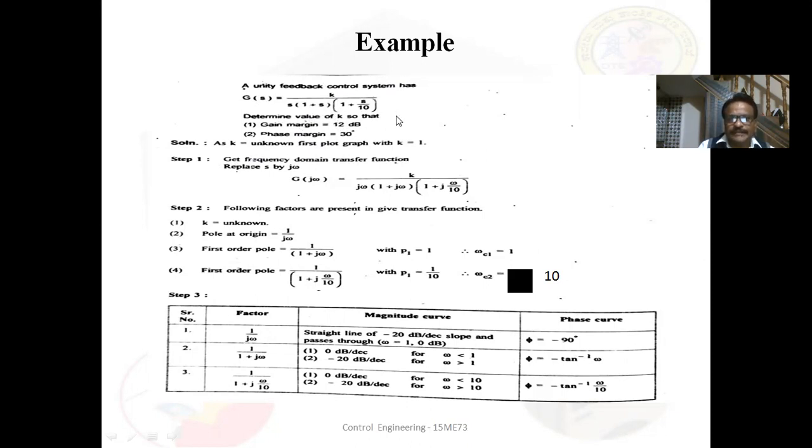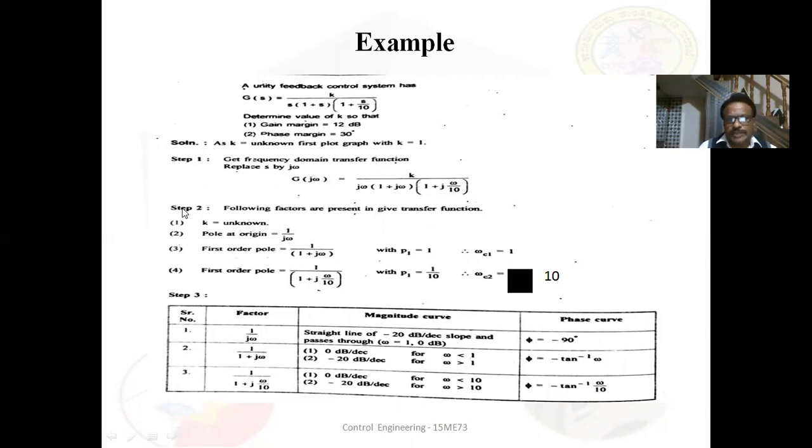Once it is identified as standard time constant form, coming to the next step, convert this S domain to the frequency domain by substituting S equal to j omega. Wherever S is there, replace it by j omega. After replacing, G of j omega is equal to K divided by j omega into (1 plus j omega) into (1 plus j omega by 10). This converts the S domain to the frequency domain.